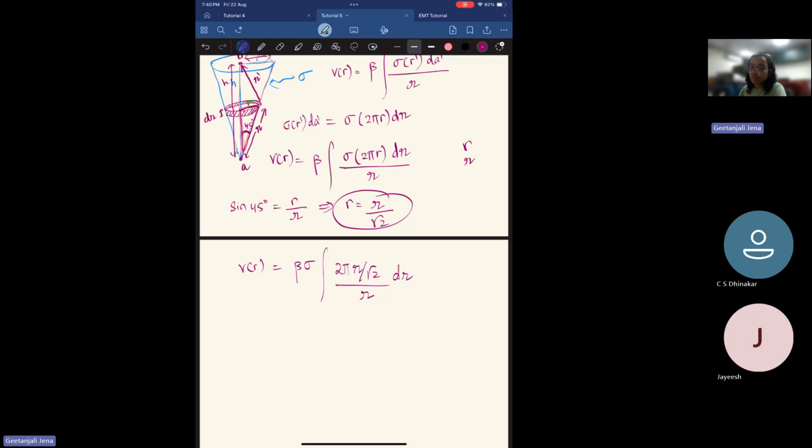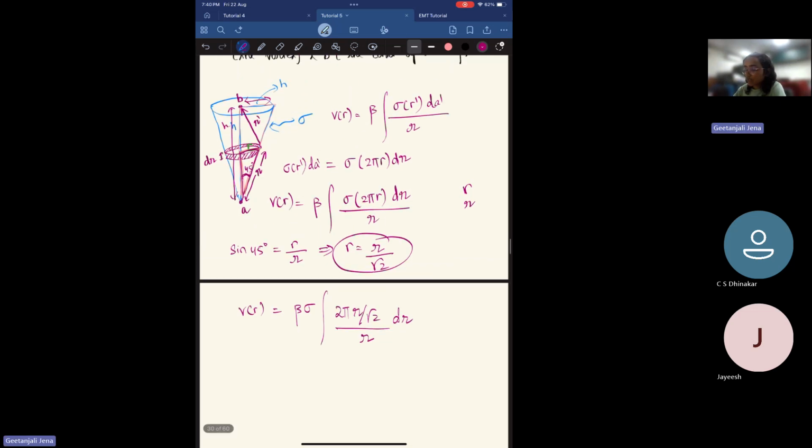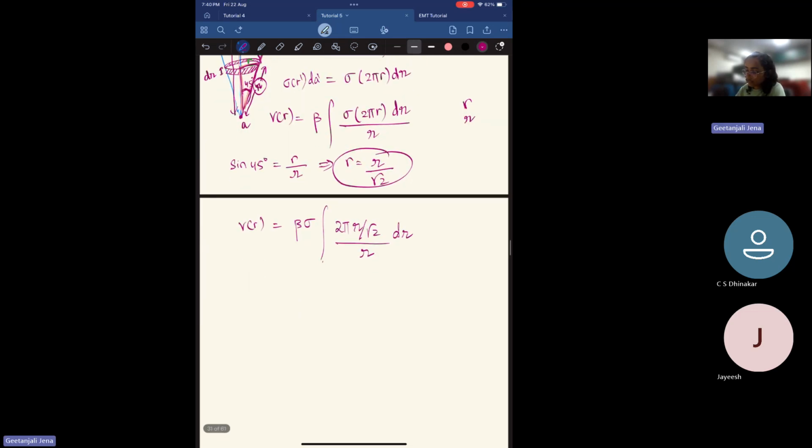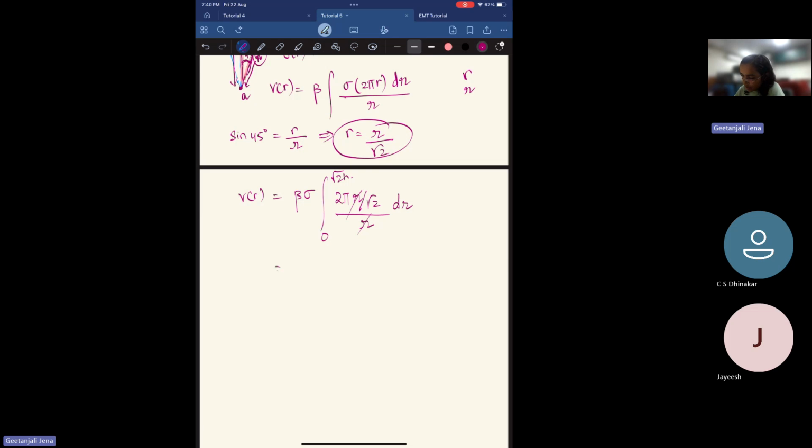And what will be the integration limit? The integration limit will be on R, right? So R is varying from point A, which is at 0, to a point here, because this covers the whole surface charge. So this length is root 2h, and that is why we take the integration from 0 to root 2h. R will cancel. So we have now root 2 pi beta sigma integration of dr from 0 to root 2h.